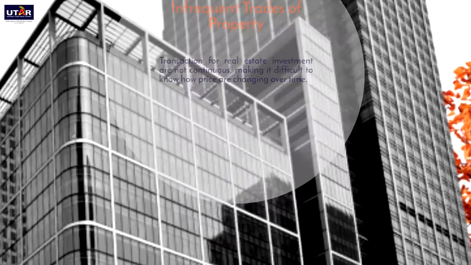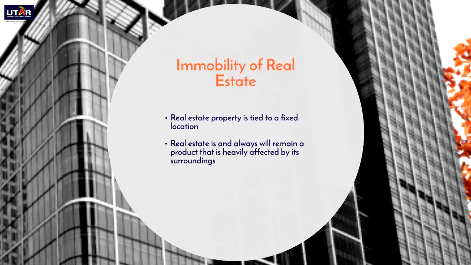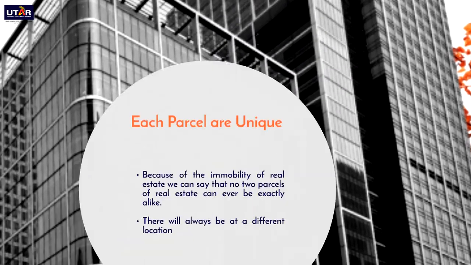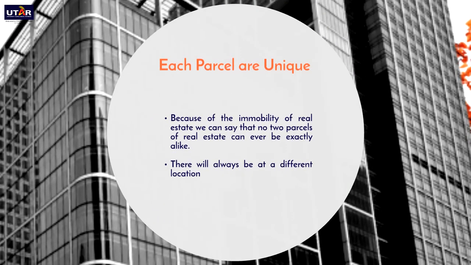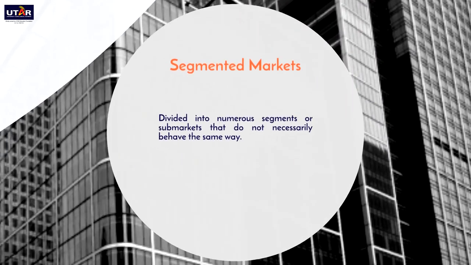The next characteristic is immobility of real estate. Real estate property is tied to a fixed location and will always remain a product that is heavily affected by its surroundings. Each parcel of real estate is unique because of this immobility. We can say that no two parcels of real estate can ever be exactly alike, especially in terms of location. And the last one is a segmented, divided market. Real estate is divided into numerous segments or sub-markets that do not necessarily behave the same way.